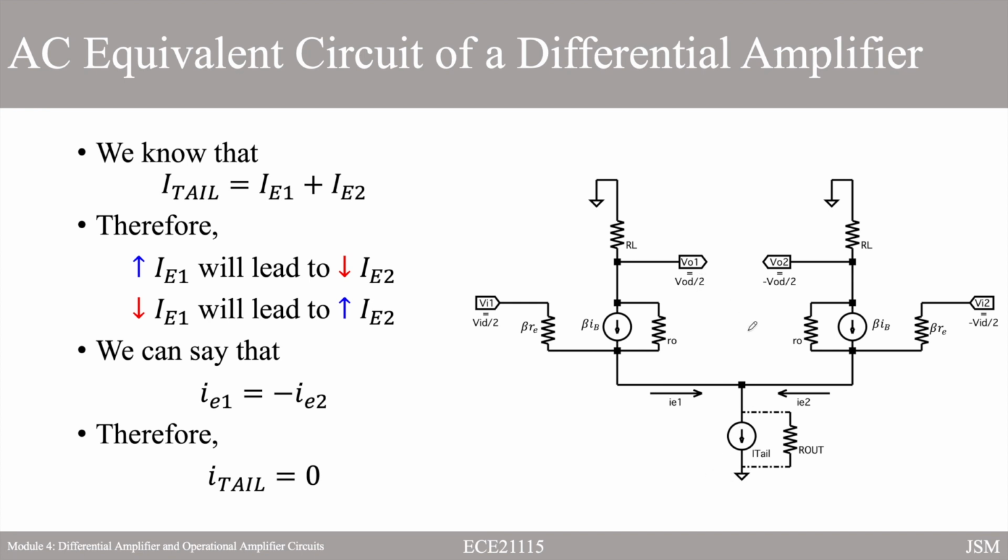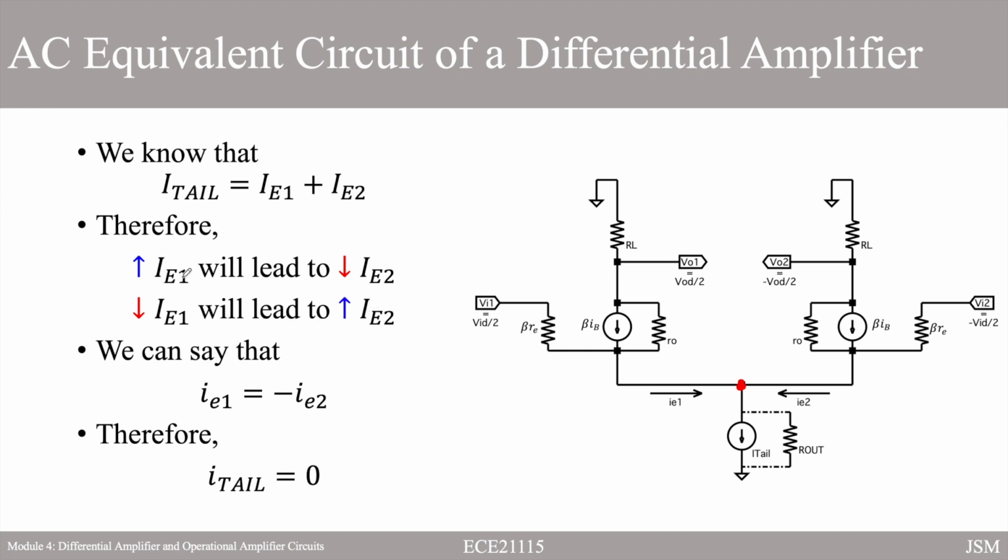Okay? So, we know, in the previous episode, na kapag nag-KCL tayo dito, makita natin that ITIL is equal to IE1 plus IE2. And ITIL po is constant. Hindi nagbabago yan. So, ibig sabihin, if there's an increase in IE1, there should be a decrease in IE2. Para masabi natin na tama itong KCL equation natin, di ba? And if there is a decrease in IE1, there should be an increase in IE2.